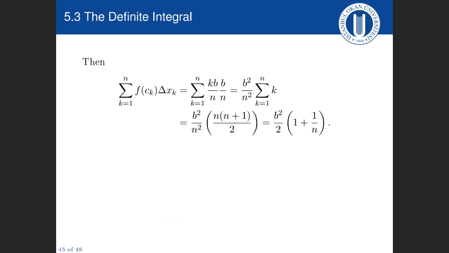So this is how we do our Riemann sum. The sum from k equals 1 to n, because we have n rectangles, of the height of the rectangle multiplied by the width of the rectangle. The height of the rectangle is kb over n, because our function is just f of x equals x. And the width of each rectangle is b over n. b is a constant, n is a constant at the moment. So that's just b squared over n squared multiplied by the sum of k.